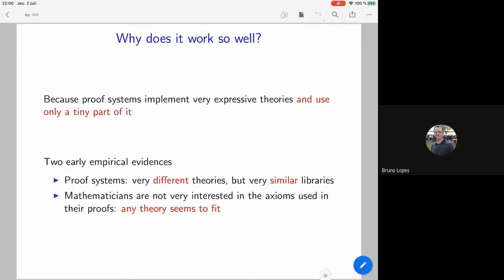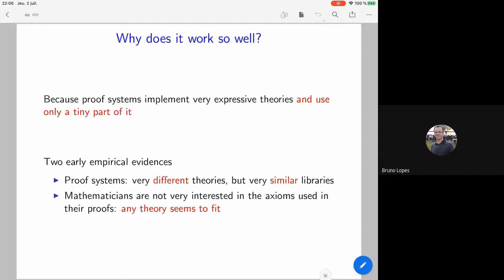And in fact, the reason why it works is because the proof systems we develop implement very explicit theories. We develop proof systems that implement more and more advanced theories with inaccessible cardinals and quantification over the inaccessible cardinals and so on. But in fact, in the genuine proofs, we only use a very tiny part of it. And this is why our proofs are much weaker than the logics we implement. They can be expressed in much weaker theories than the theories we implement.